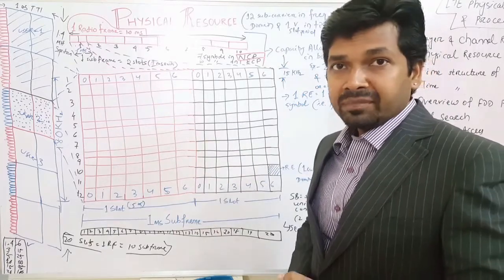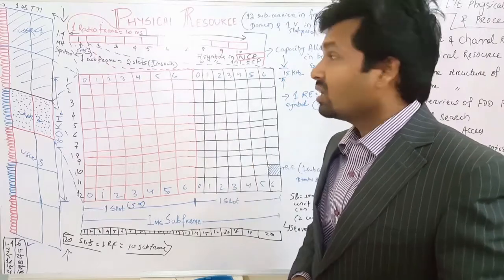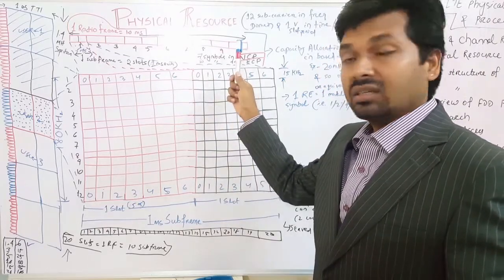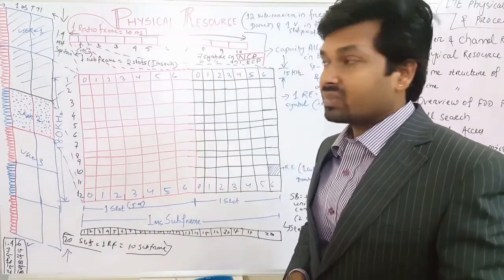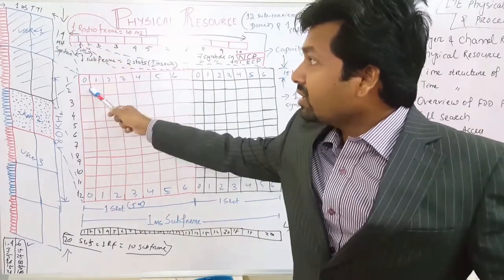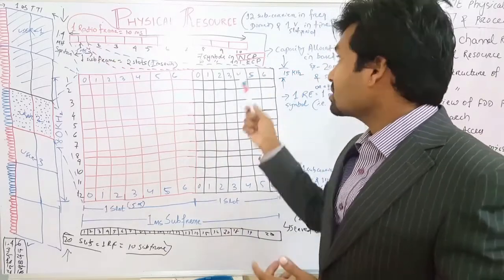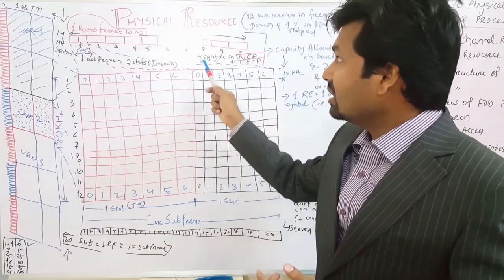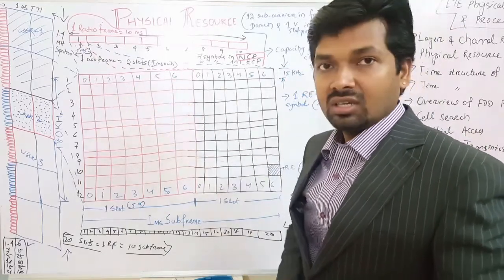One radio frame consists of 10 subframes and is 10 milliseconds long. Every 1 millisecond, or one subframe, is divided into two slots. Every slot is divided into 7 symbols if we are using normal cyclic prefix. In case of extended cyclic prefix, 6 symbols only. Not 7, only 6.